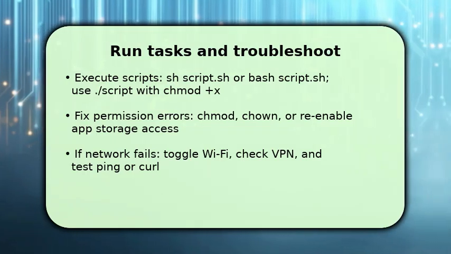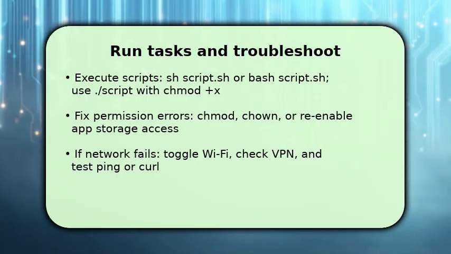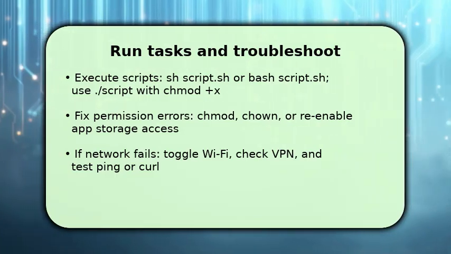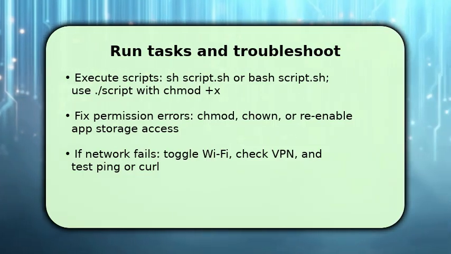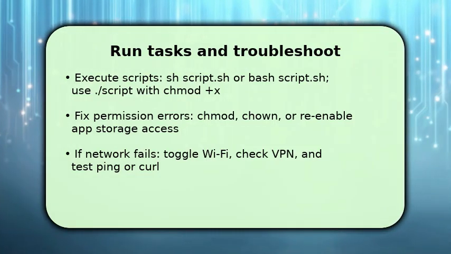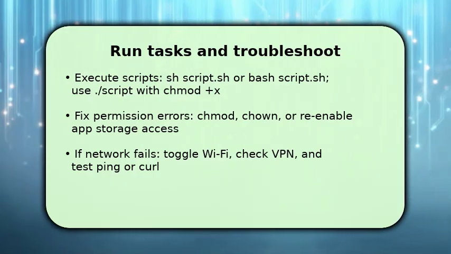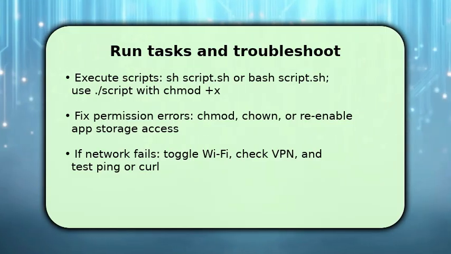Use nano or vim to edit and redirect output to files when needed. This helps capture logs. If you hit permission or access errors, recheck app storage permissions and adjust chmod or chown as required. For network problems, toggle Wi-Fi, disable conflicting VPNs, and test connectivity with ping or curl. That single test often reveals the root cause.